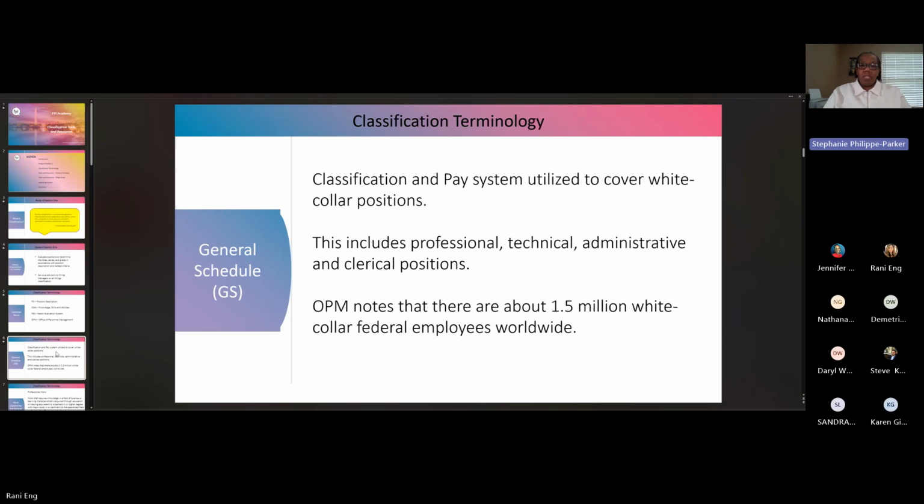GS positions are typically salaried, and they're typically described as white collar. White collar work, as you may know, is typically performed in an office and has limited physical requirements. In the classification world, OPM breaks down GS positions into four types of work, as we mentioned here: professional, administrative, technical, and clerical. So let's briefly talk about each of these.